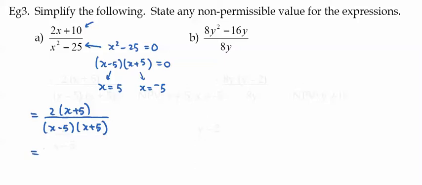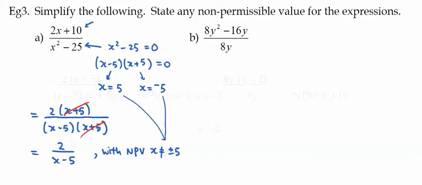Seeing how we have the same thing in the expression, we can reduce the expression, and the non-permissible values will be 5 or negative 5. These are the non-permissible values from the above.